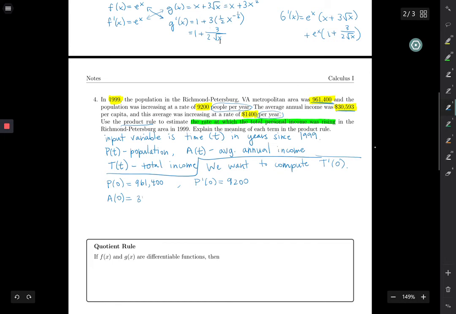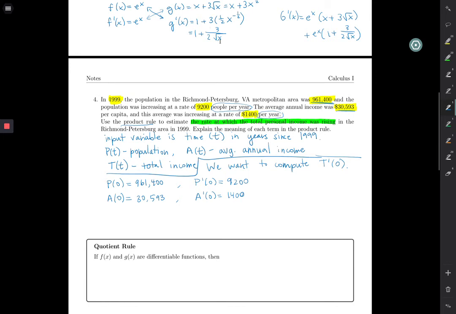this was equal to 30,593. And then we're also told how fast it was changing. So this was increasing at a rate of $1,400 per year. Okay, so that is the rate of change at that particular time. Therefore, it's the derivative of that function at that time.